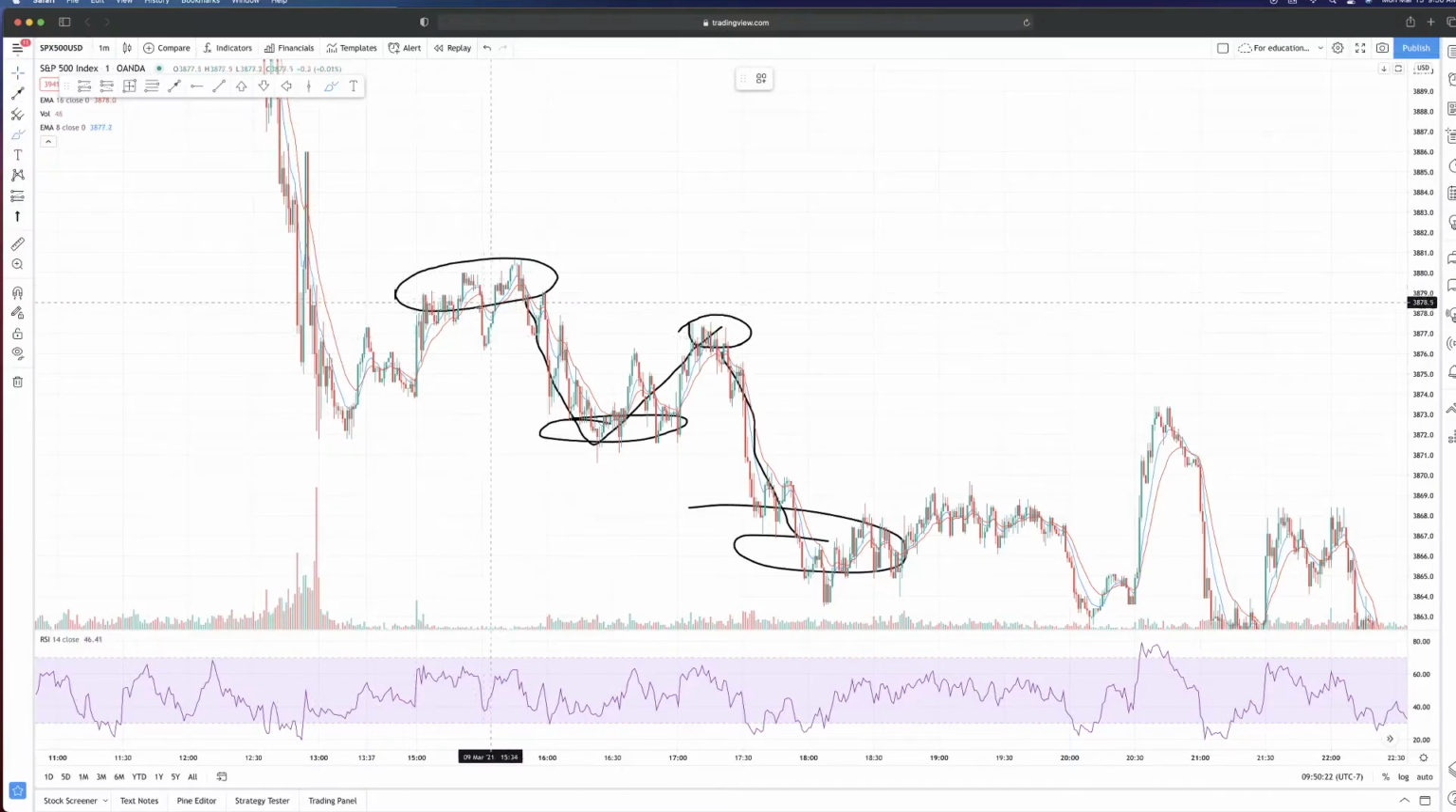So we see right here, we said that this is the distribution phase. We see price fail to really make any higher highs. We see a sharp decline. This is what you'll often see. You'll often see a sharp decline, or you'll see just price fail to make new highs, and you'll see another push. And that's where all the momentum dies out. And then that's when you finally see price break down.